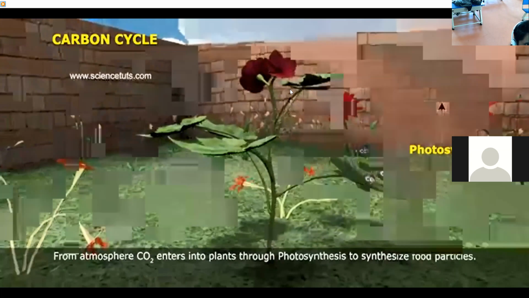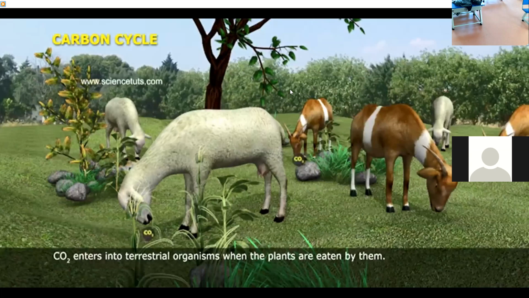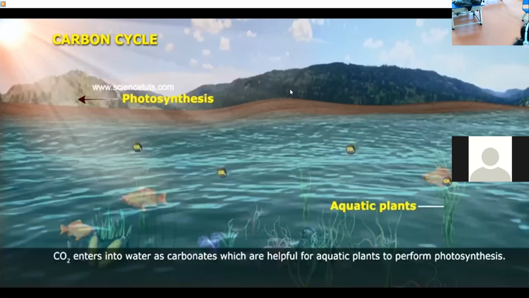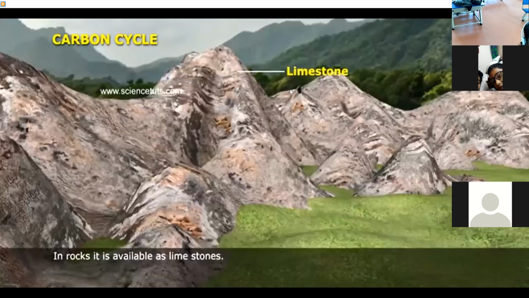CO2 enters into terrestrial organisms when the plants are eaten by them. When these organisms die, it enters into soil. CO2 enters into water as carbonates, which are helpful for aquatic plants to perform photosynthesis. In rocks, it is available as limestones.